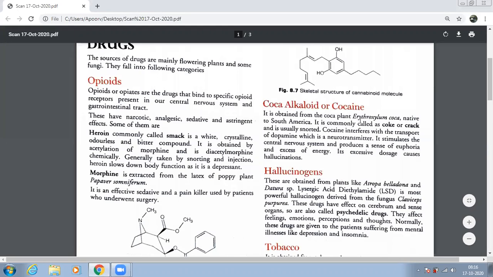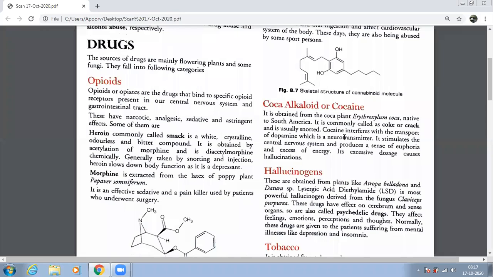It is obtained from the coca plant, Erythroxylum coca. Pronounce this: Erythroxylum coca. It is native to South America. It is commonly called coke or crack and is usually snorted. You know the meaning of snorted.